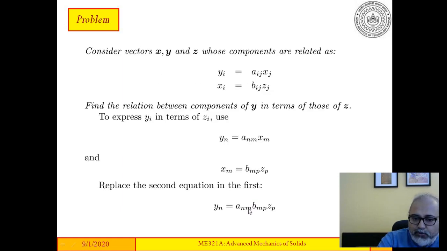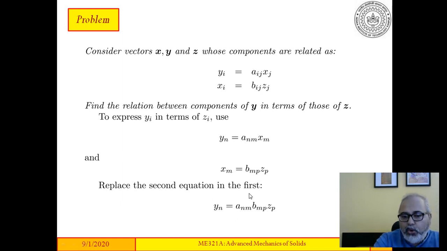Now there are two repeated indices here. M, there's a summation over m here. There's a summation over p here. So there are two summations here, m going from 1 to 3, p going from 1 to 3, and there's one free index n that appears on both sides. So you can change it to yi equal to aim bmp zp. You can change it to yi equal to aik bkl zl. That's also possible. So the repeated indices can take any value that you want to give them, except that they should not appear more than 2 times in an expression.